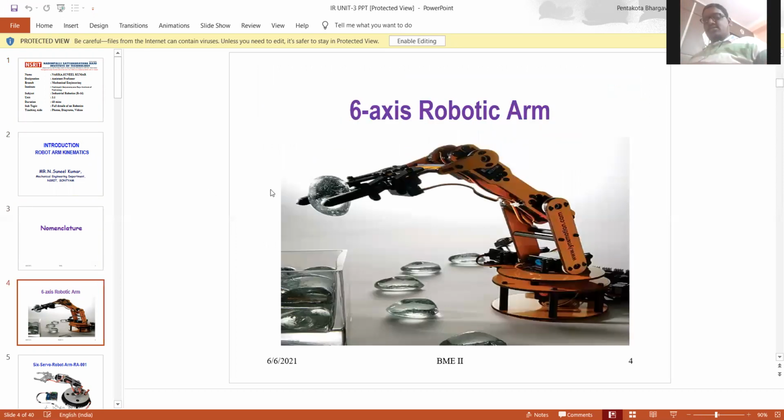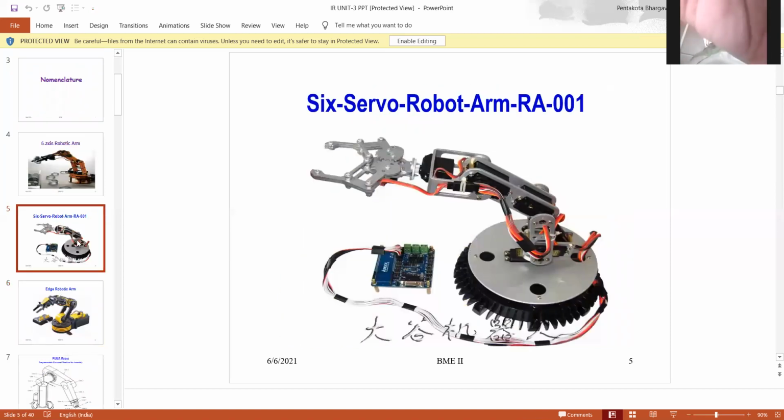Okay, this is the six-axis robotic arm. The six-axis robotic arm has three rotations and three translations, so totally 6 degrees of freedom. 6 degrees of freedom is also called the homogeneous transformation, which is applicable for rotation and translation.